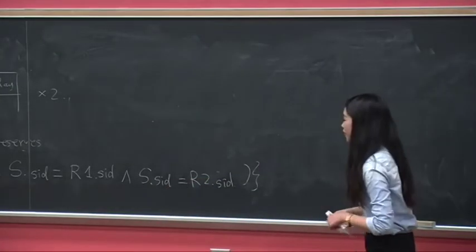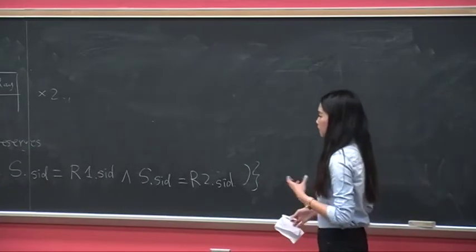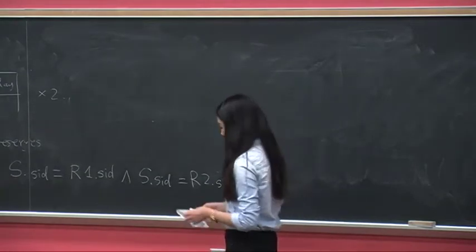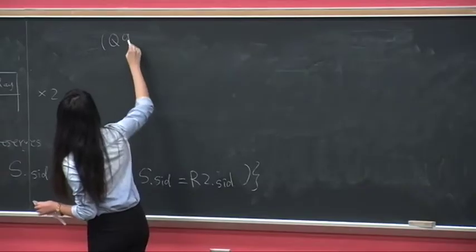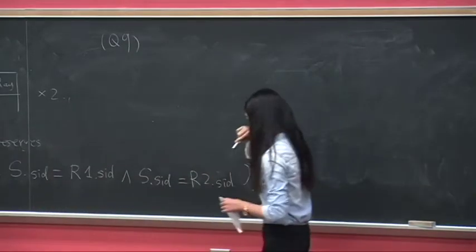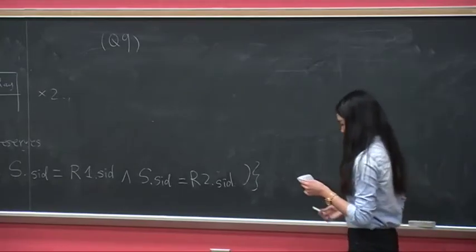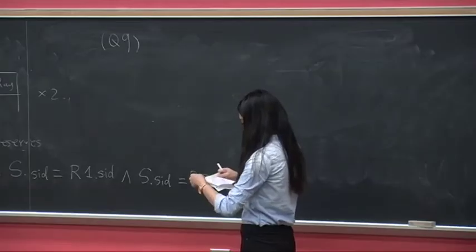Yeah, that's a good point. So they actually have really different purposes. One is for declaring what the result should be. One is for saying what the steps should be to get the data. But the reason I do that is because I want to make sure you know what are the relations involved. Okay, query 9. We want to find the names of sellers who have reserved all boats.